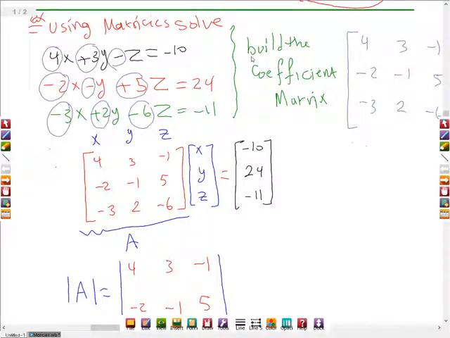The first thing, you build the coefficient matrix. What I mean by the coefficient matrix? You go to the coefficient of each variable. You see I put x here in blue. We have with x vertically 4, -2, -3. We have with y 3, -1 and 2. We have with z -1, 5, and -6. Okay.